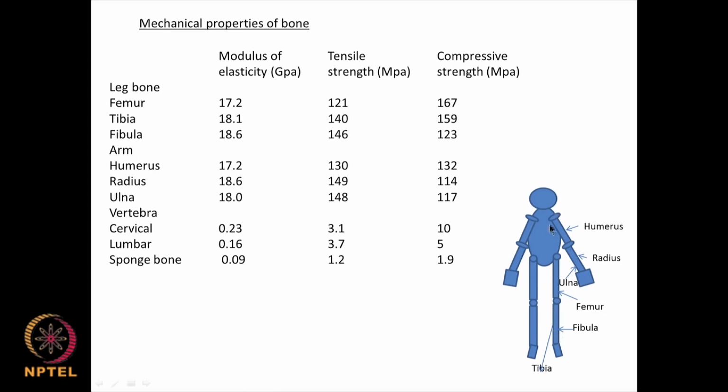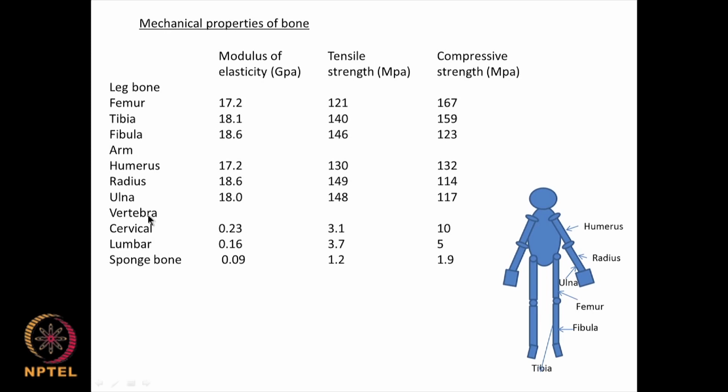Similarly, in the arm, you have the forearm, so you have the humerus, and then outside is the radius, inside is the ulna. Again they have some difference in the modulus of elasticity. And then again there is quite a significant difference in their compressive strength as well. The ulna has the lowest compressive strength, whereas the humerus has the highest compressive strength.